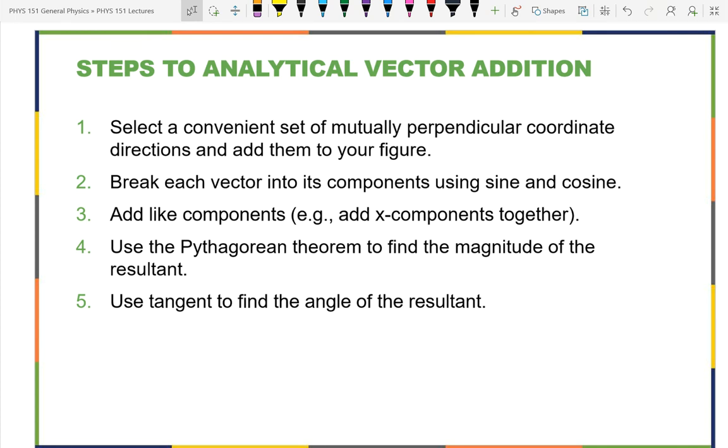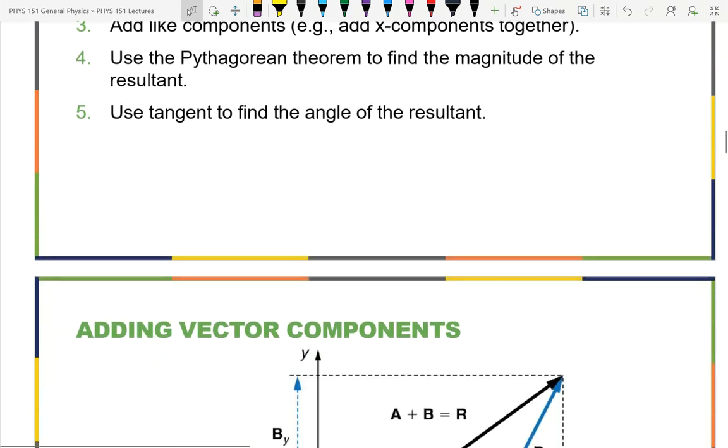Next, break each vector into its components using sine and cosine. And now comes the part that I remember back in high school, my teacher was saying, you can't add apples and oranges. You know, students made the jokes, oh, what about a fruit salad? You have to add only like components. So when you add two vectors, you add the x components separately. You add the y components separately to get your resultant. Then you use the Pythagorean theorem to find the magnitude and use tangent, or arctangent as appropriate, to find the direction of the resultant.